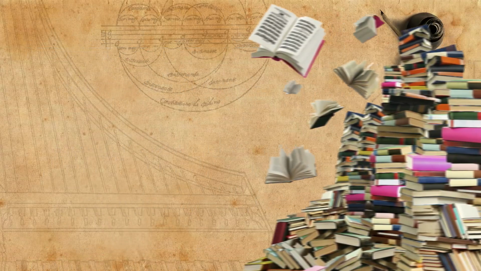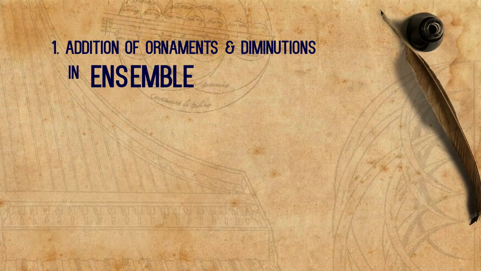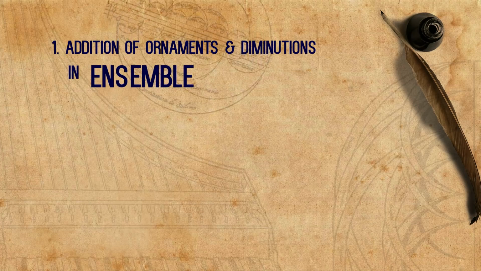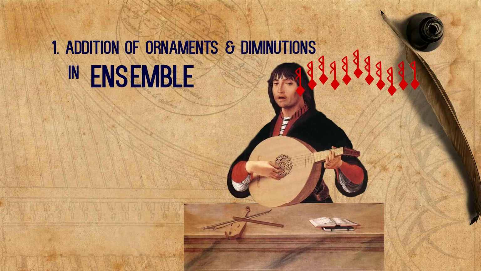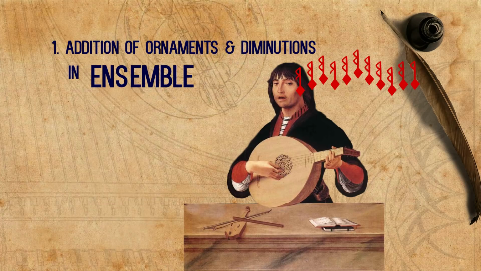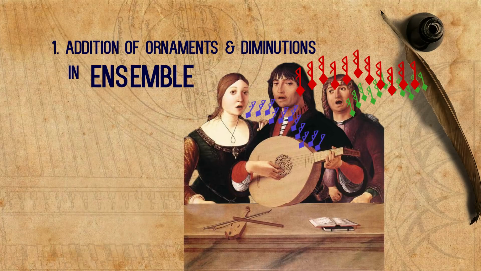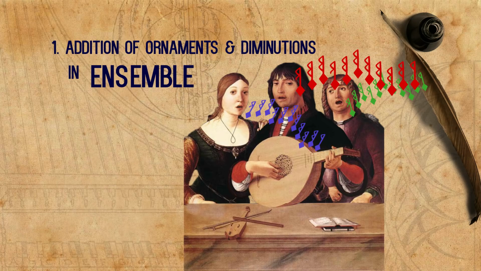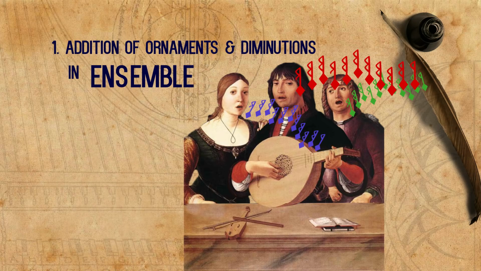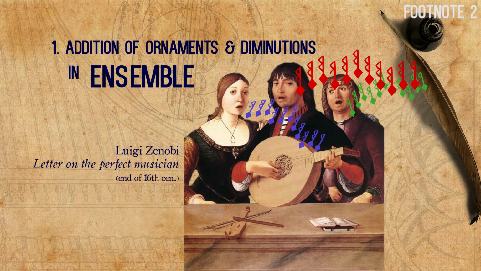As one could have an entire episode on this subject alone, I'll mention briefly only 3 further interesting points. 1. Addition of ornaments and diminutions in ensemble. When we think of diminutions, we often think of an accompanied single virtuoso performer. But the addition of ornaments and diminutions was expected also in the case of a complete vocal or instrumental ensemble. In that case, each part might have a slightly different function and be allowed or not allowed certain ornaments. This is described in detail by Luigi Zenobi, sometime at the end of the 16th century. Check the link at the footnote.